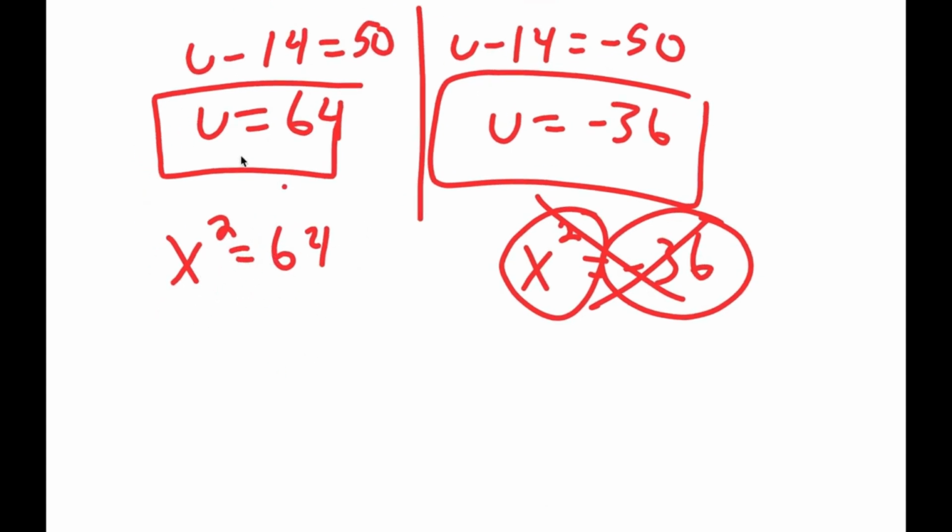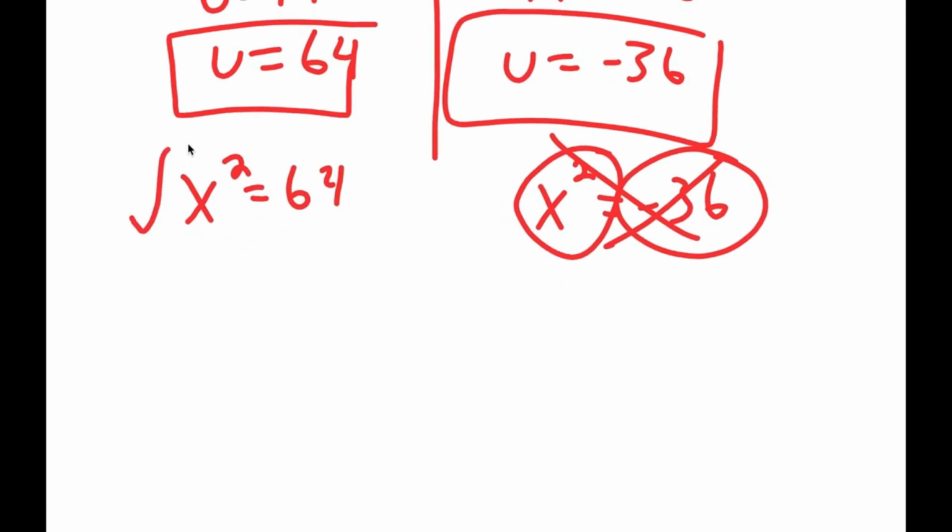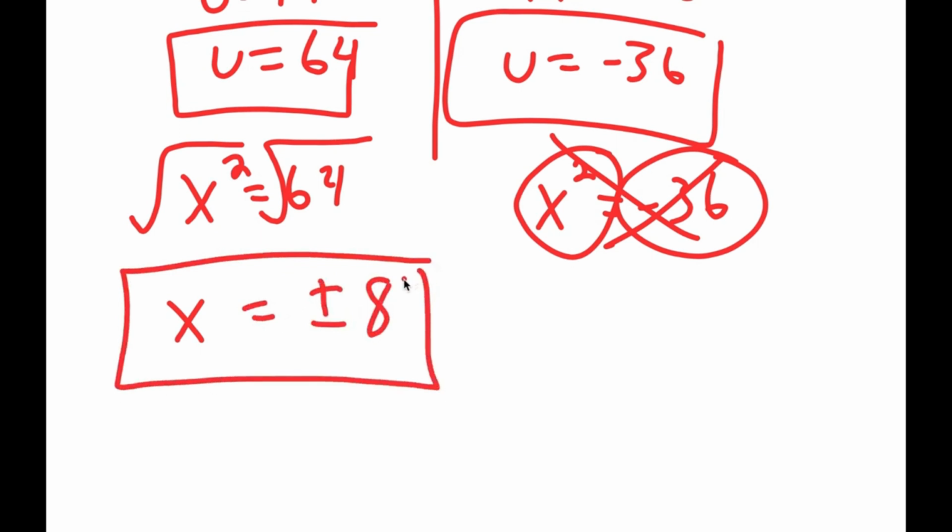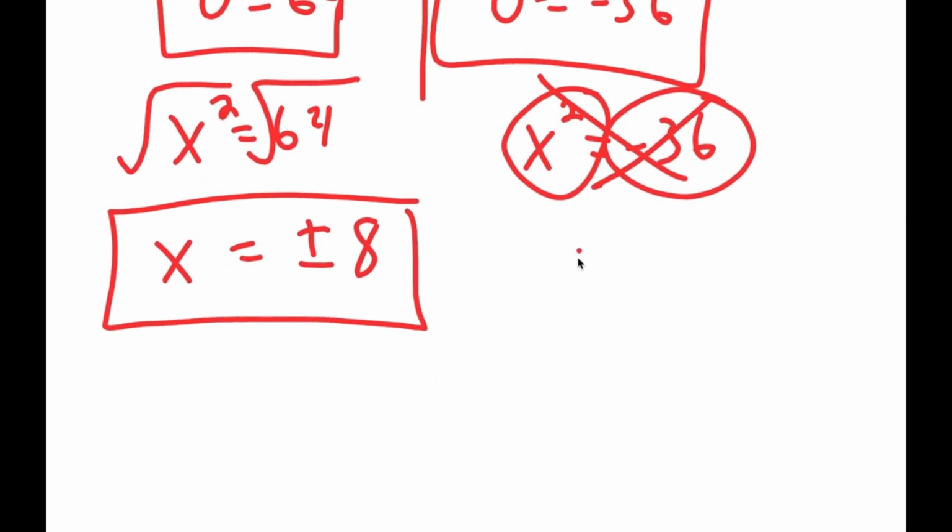is my only proper equation, and if I take the square root on both sides, I get x is equal to positive or negative 8. So these are my two solutions to this problem. And I know that I said this wasn't work, but there actually is a way we can use this to find solutions, not real solutions, but imaginary solutions.